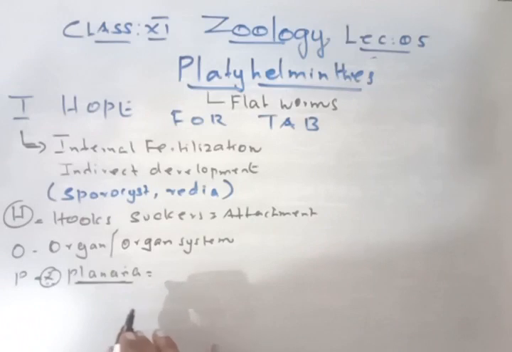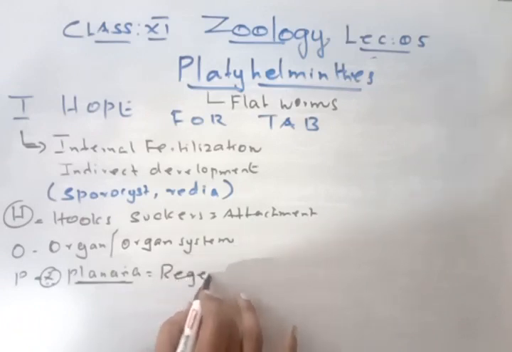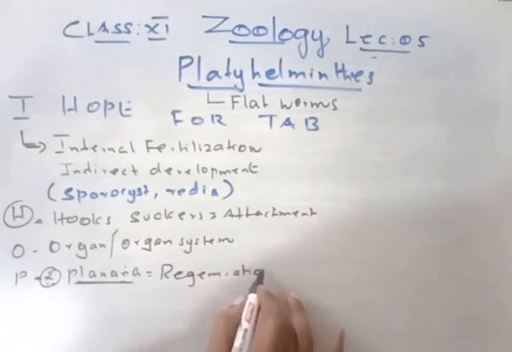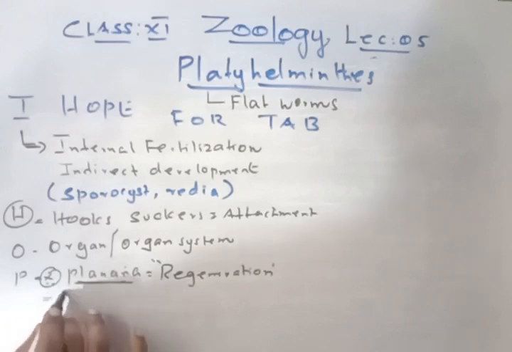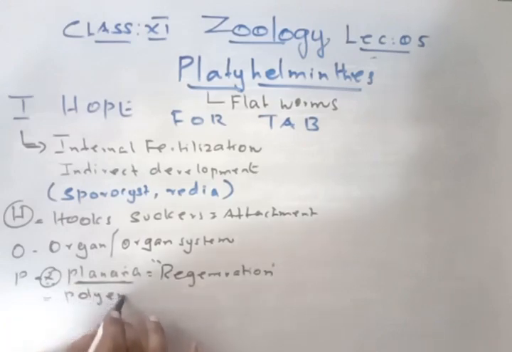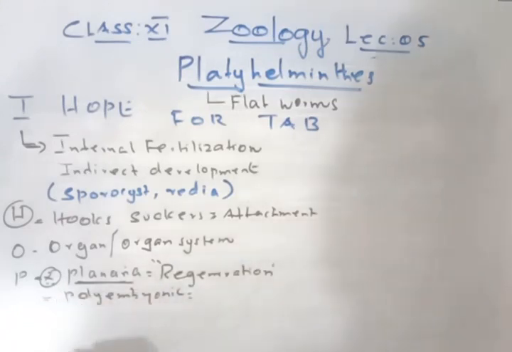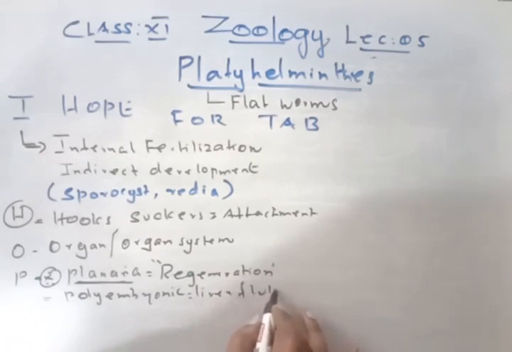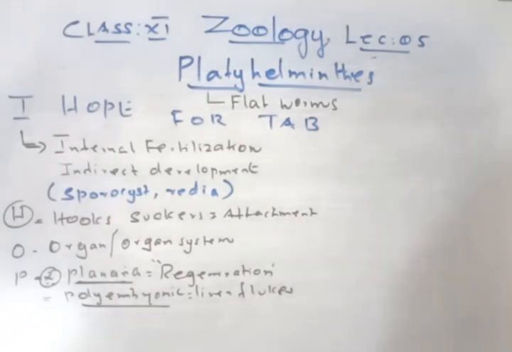polyembryony. This is actually a process called the regeneration process. Some body parts will be regenerated. Lost body parts will be regenerated. And polyembryony is common. So, another thing, P. Here the polyembryonic, different embryonic stages will be there. It is very common in liver flukes. Polyembryonic stage is common in liver flukes.